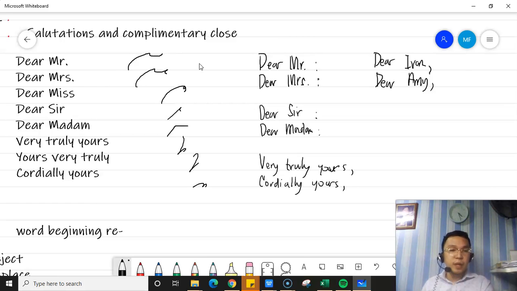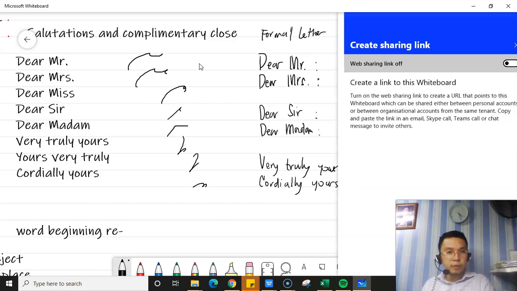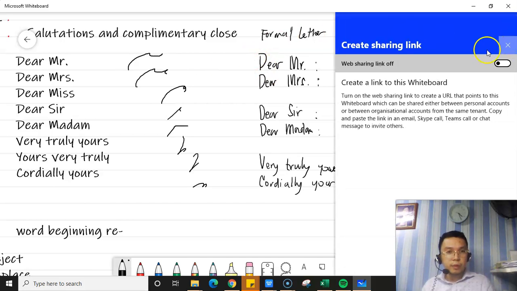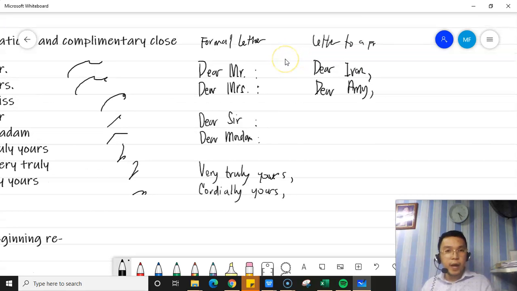The rest of the rulings apply pagdating sa longhand transcription. Again, if you're going to write a formal letter, you have to put a colon, but if you are just writing a letter to a friend, just simply use a comma.